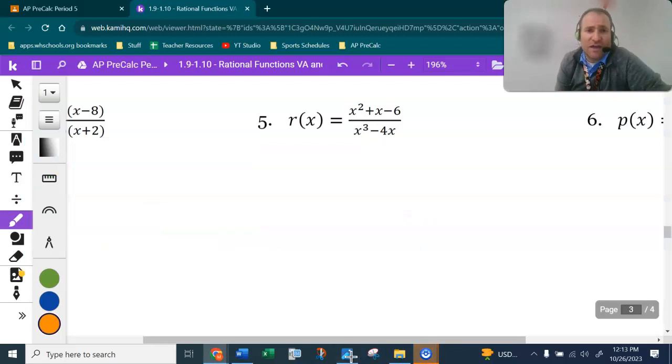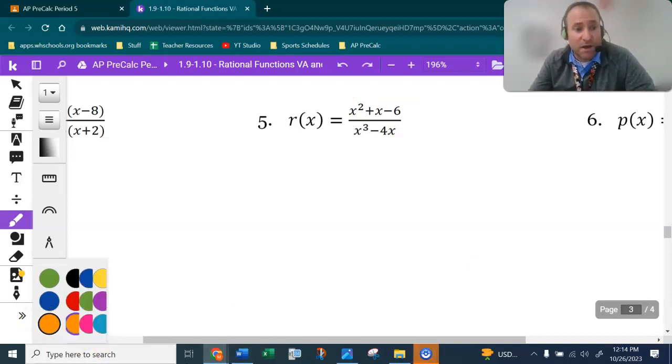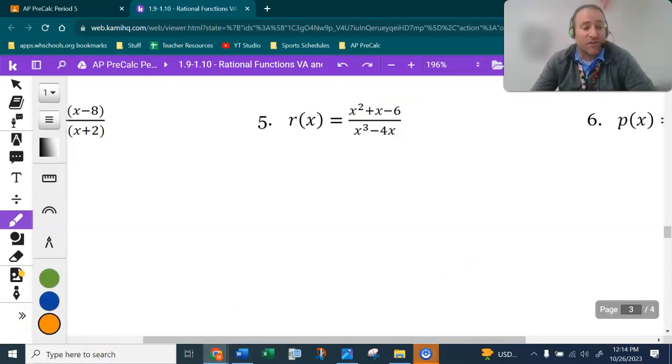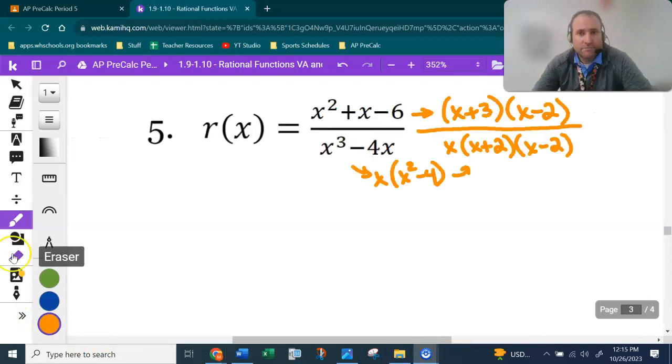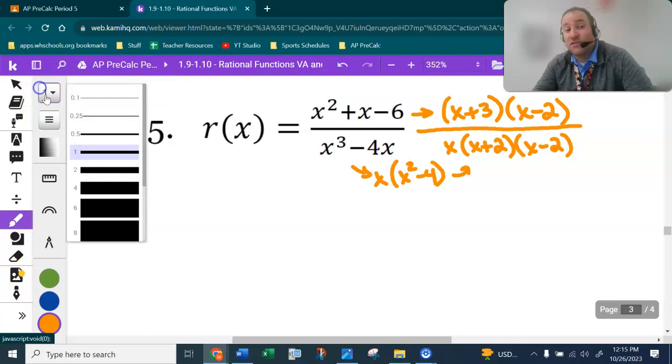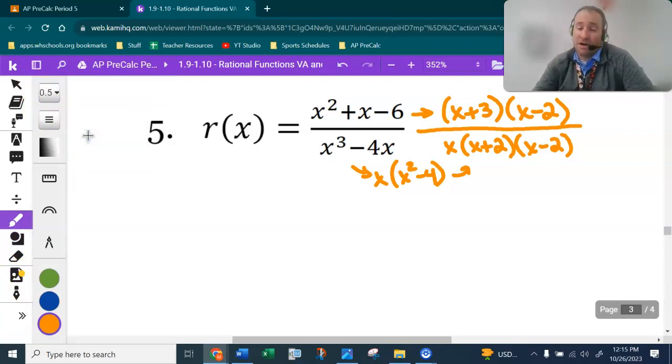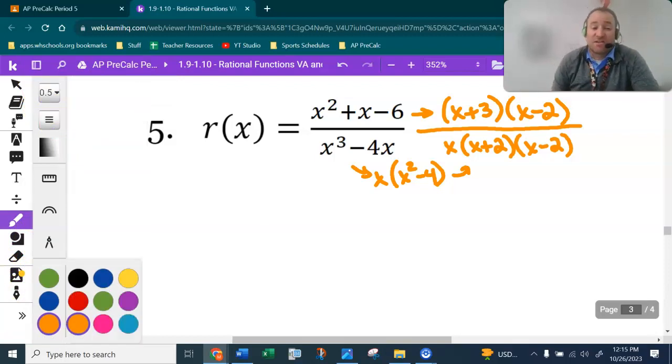All right, I chose number 5. We're going to find the discontinuities. We're going to identify the vertical asymptotes and holes and all that stuff. But I chose this one because we need to do some factoring first. So pause the video and think about what those factors are going to look like. Your factors should look just like mine. If they don't, then we need to practice our factoring.